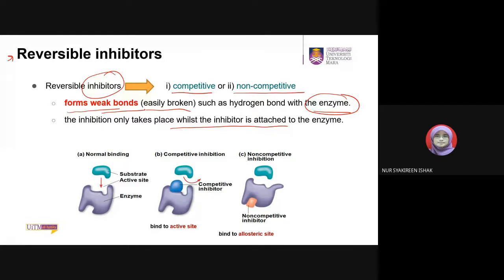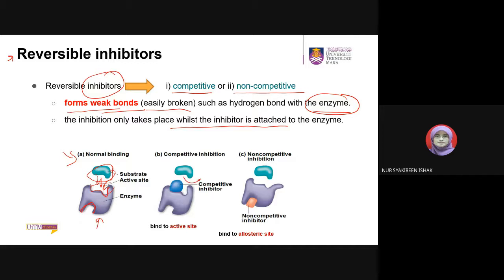Okay, so for the normal reaction, you have the enzyme. This is the allosteric site of the enzyme, and this is the active site of the enzyme. The active site of the enzyme is complementary to the shape of the substrate, so the substrate binds to the active site. So this is the normal reaction.